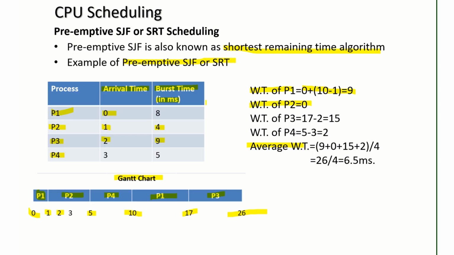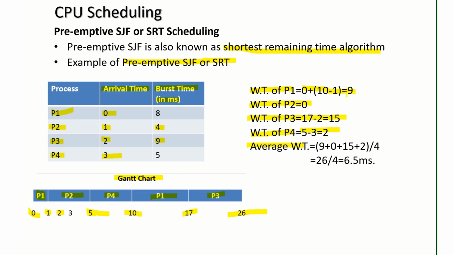Now waiting time for P2 is how much? P2 arrived at 1 millisecond and it is scheduled at time t equal to 1 millisecond. So the waiting time for P2 will be 0 milliseconds. Waiting time for P3 is how much? P3 arrived at time t equal to 2 milliseconds, but it is scheduled at time t equal to 17. So 17 minus 2 becomes 15 milliseconds. P4 arrived at 3 milliseconds, scheduled at 5 milliseconds. So 5 minus 3 equal to 2.